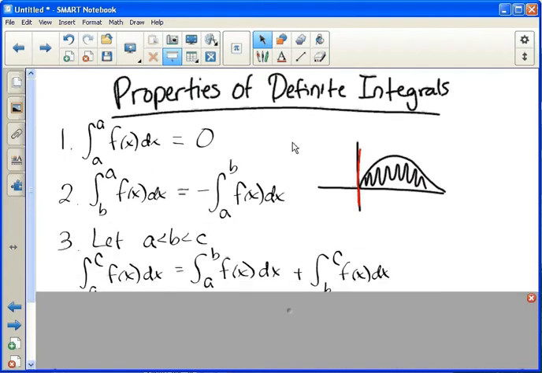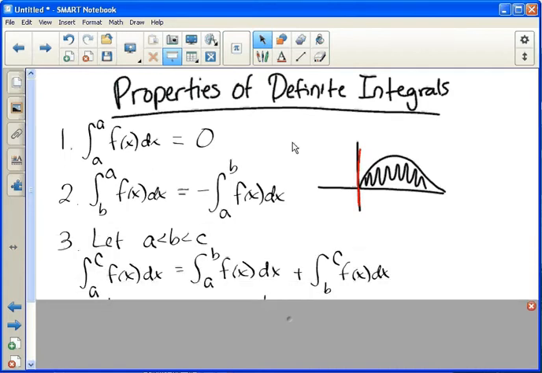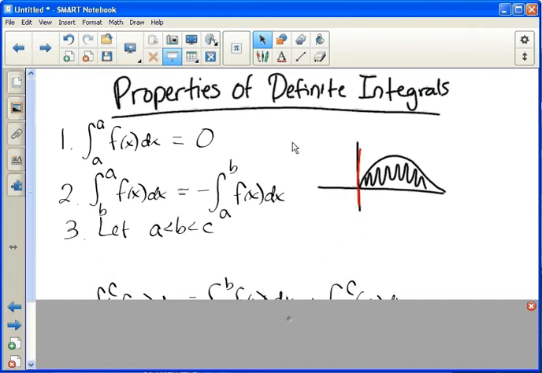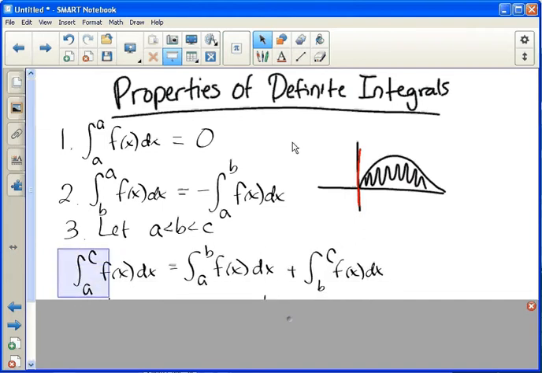The third property says let A be less than B be less than C. In other words, A is the smallest number, C is the bigger number, and then B would be in between. So this just says that you can split up an integral into two pieces. So for example, if you're going from 1, 2, 3, the integral from 1 to 3 is the same thing as doing the integral from 1 to 2 plus 2 to 3. That's the idea. You can split it up in two pieces, add them together, and it's the same as the whole piece.